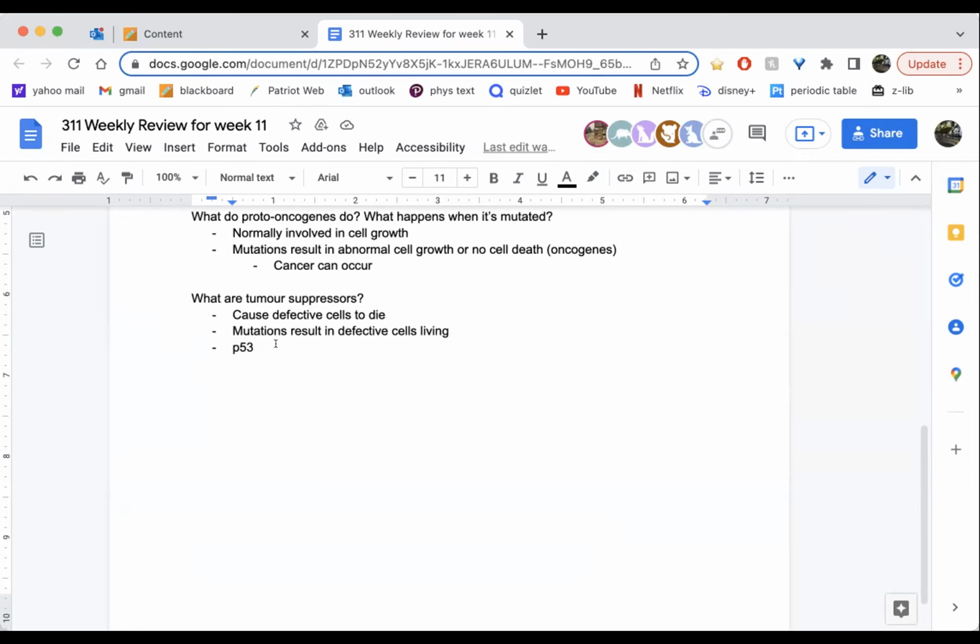Does anybody else want to talk about anything that we went over today or Thursday? Are tumor suppressors regulators? Yeah, you can kind of think of them as regulators in the sense that they control whether defective cells are able to make it through the cell cycle. Oh yes, Garen makes a good point. Tumor suppressors do not regulate oncogenes.